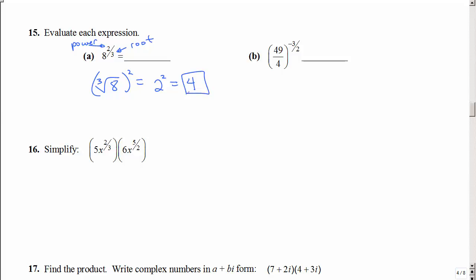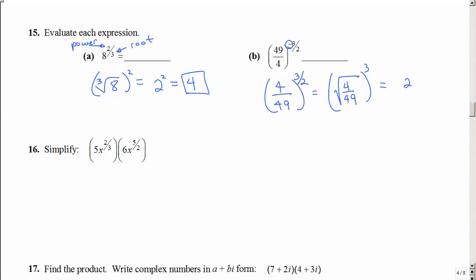That's 4. But this one has a negative. So before I can do anything else, I have to make it a positive exponent. So I take the reciprocal of the base and change the sign of the exponent. Don't flip the exponent, flip the base. So again, this says to take the square root and then cube it. Again, I could cube it, but those numbers are big. I'm going to try for the square root first.